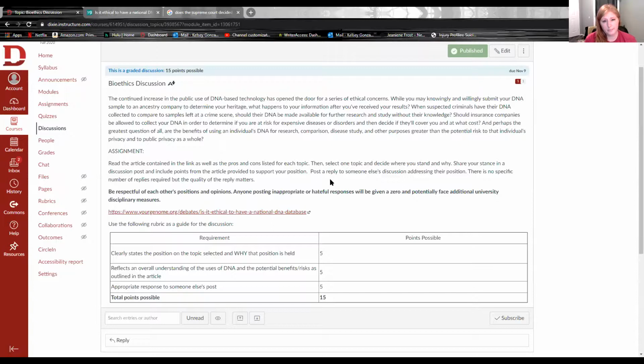Here's a little rubric to help you know how you're going to earn those 15 points for this quiz, and you have until next Monday to turn it in.